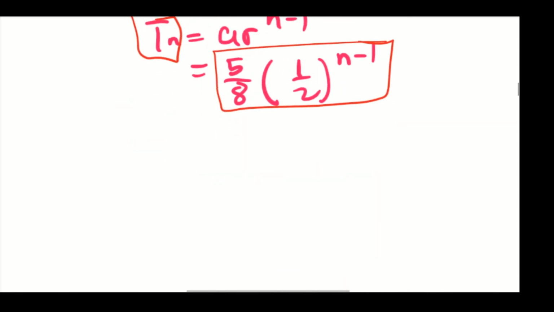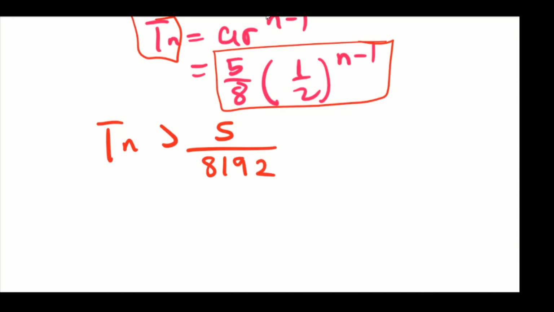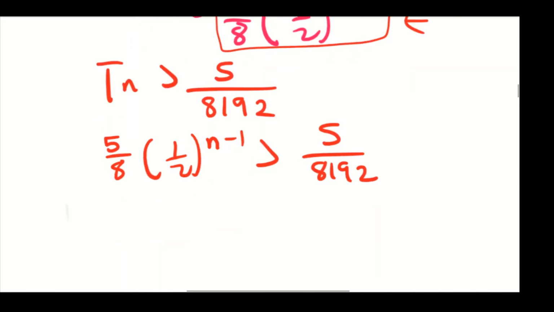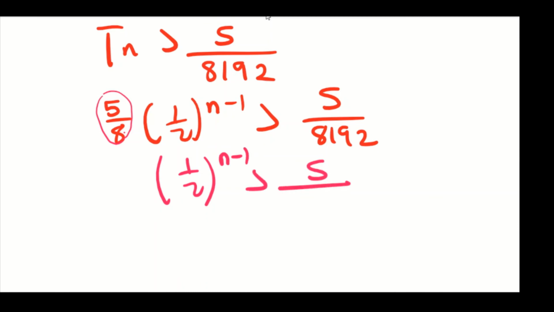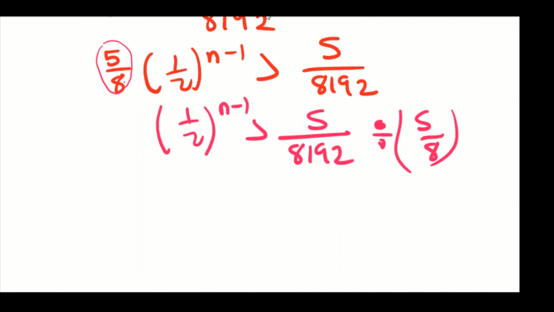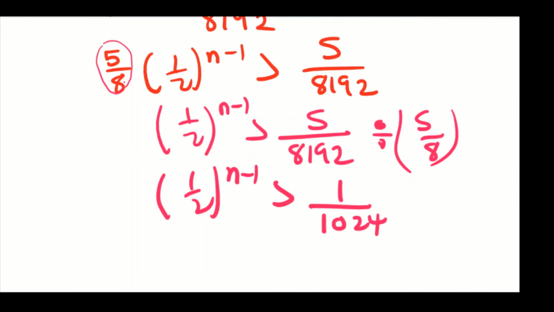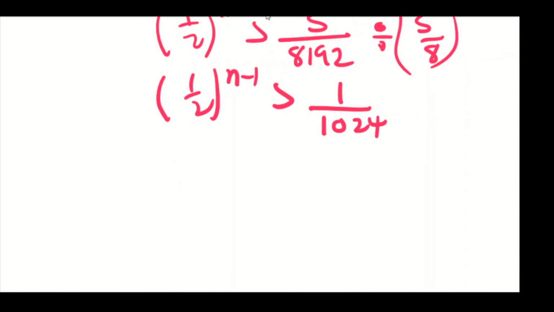Since Tn is greater than 5/8,192, we're just going to write this here, which would be 5/8 into 1/2 to the power of n minus 1, greater than 5/8,192, right? So what we're going to do is remove this 5/8 by dividing it out. So we'll remain with 1/2 to the power of n minus 1 greater than 5/8,192 divided by 5/8, and you will get 1/1024, right? Because we're looking for the value of n, we can make the base the same.